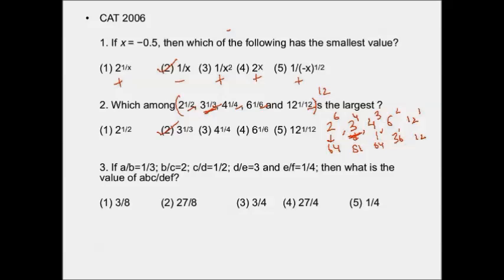But what if power is not taken? Larger the number, larger would be the value of the number to the power 12, and smaller the number, smaller would be the value. So answer becomes second option. Let's come to the third one now.